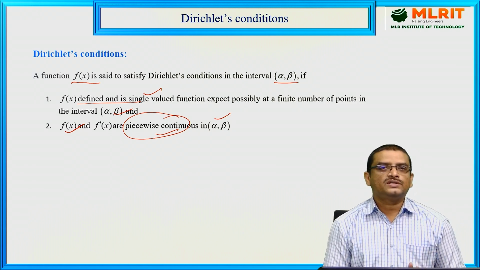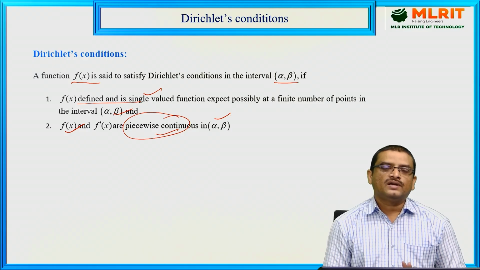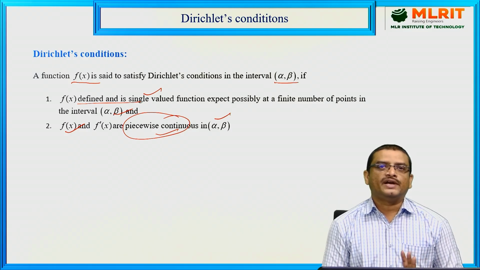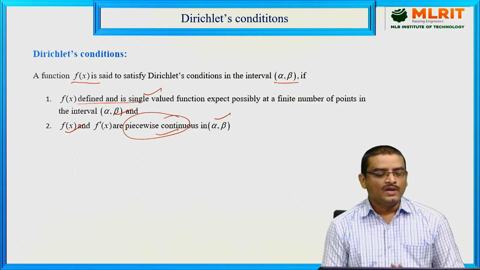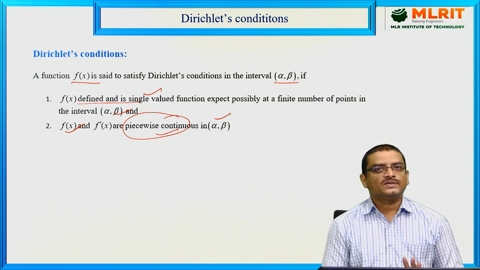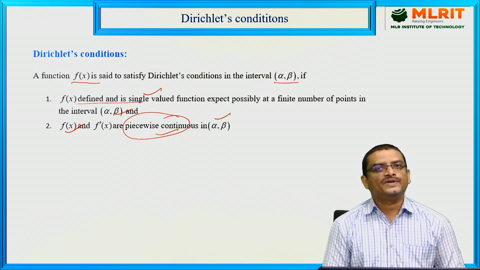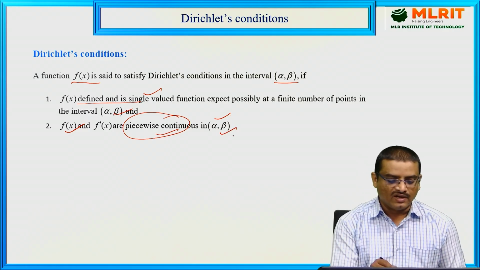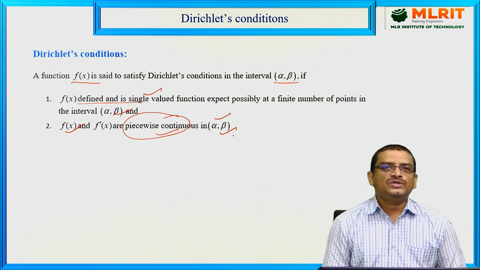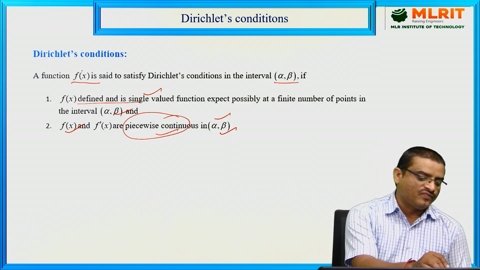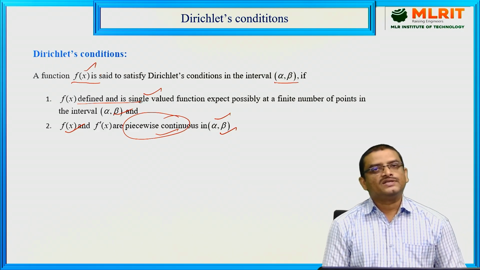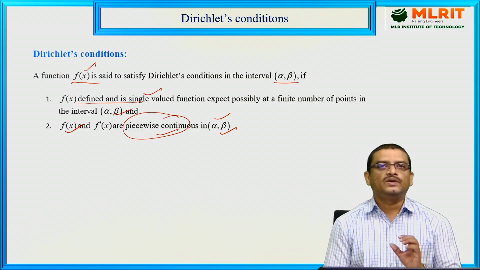So these are the two conditions. The first is that f of x must be well defined and single valued in the interval alpha, beta, and f of x and f dash of x must be piecewise continuous in the given interval alpha, beta. If these two conditions are satisfied by the function f of x, then we can say that f of x satisfies the Dirichlet conditions in that given interval.